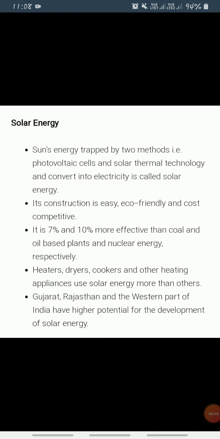Solar energy is 7% more effective than coal or oil based plants and 10% more effective than nuclear plants. It is generally used in appliances like heaters, crop dryers, cookers, etc. The western part of India has greater potential for the development of solar energy, in Gujarat and Rajasthan. Now come to the next.